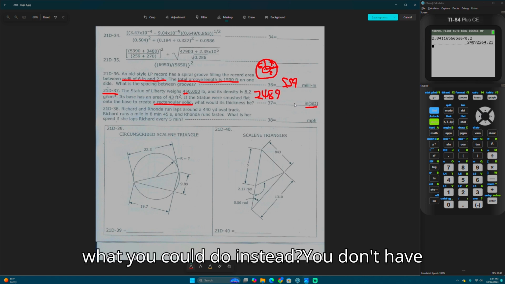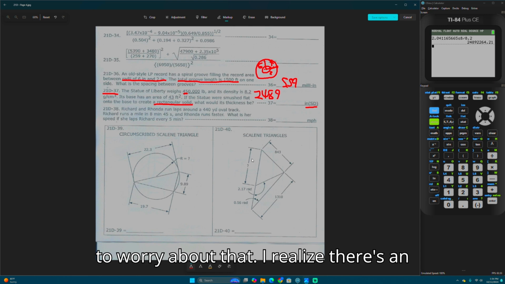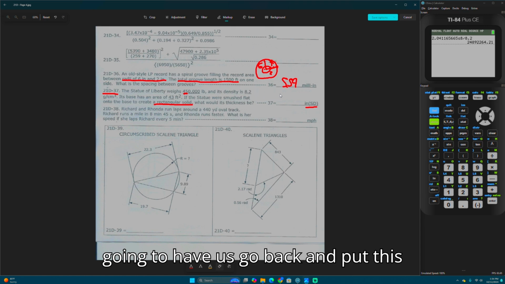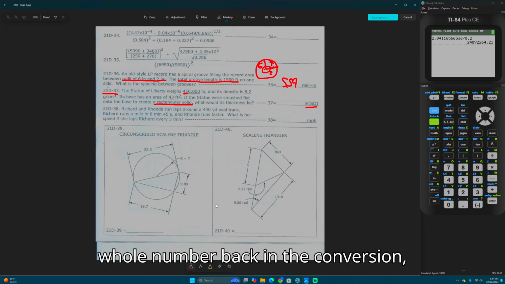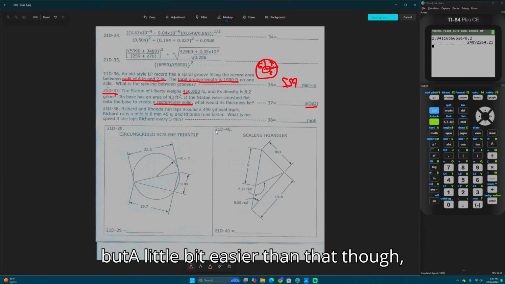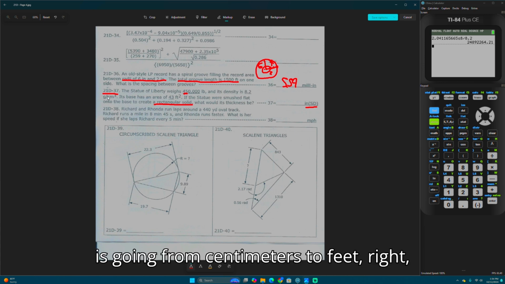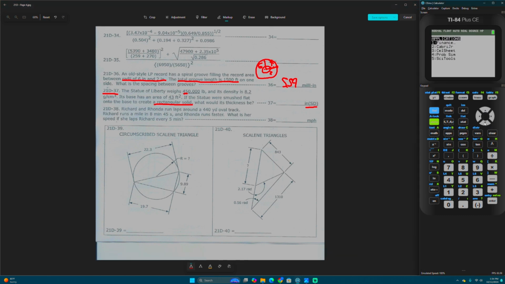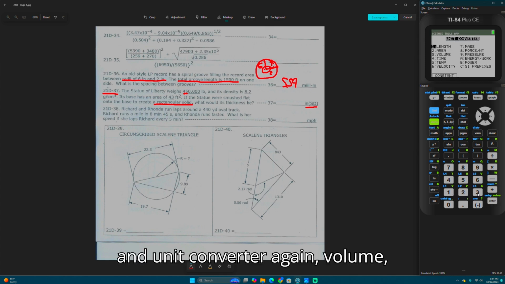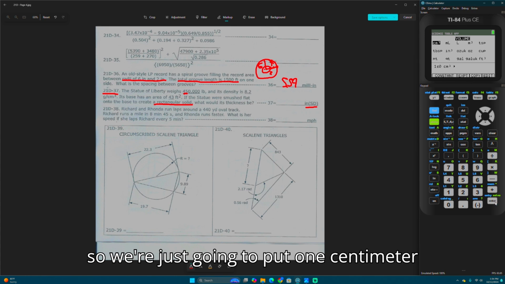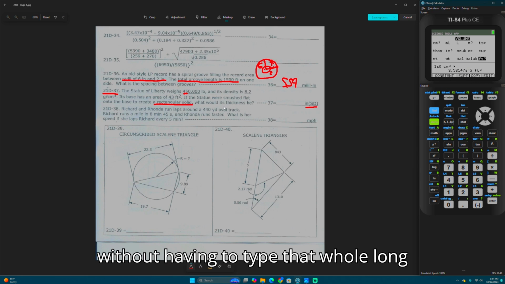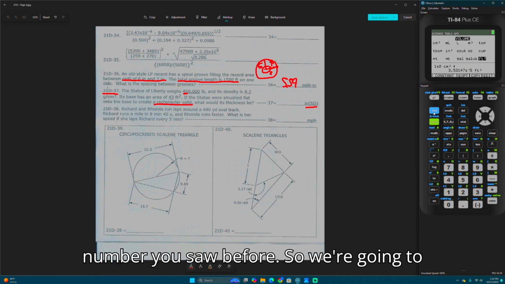Actually, you know what you could do instead? You don't have to worry about that. I realize there's an easier way to do that. Because I was first going to have us go back and put this whole number back in the conversion, but a little bit easier than that is going from centimeters to feet, right? Because we're going to have to go from centimeters cubed to feet cubed. We're going to use side tools and unit converter again, volume. So we're just going to put 1 centimeter cubed to feet, because this in essence is what we were going to do anyways, but without having to type that whole long number you saw before. So we're going to export this.